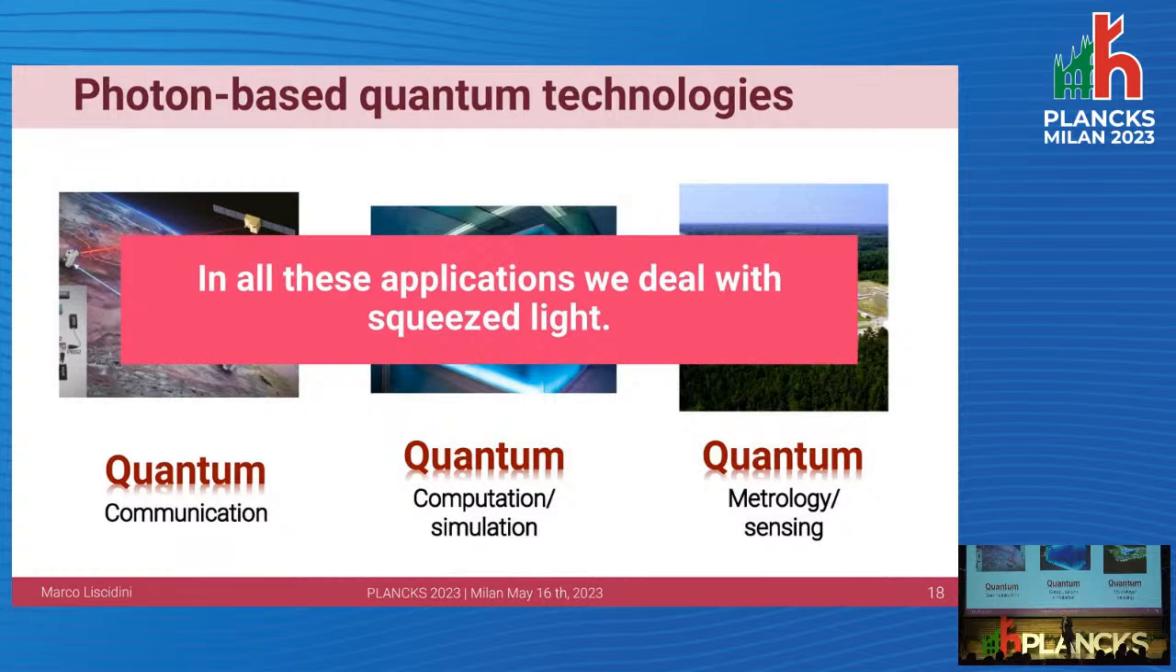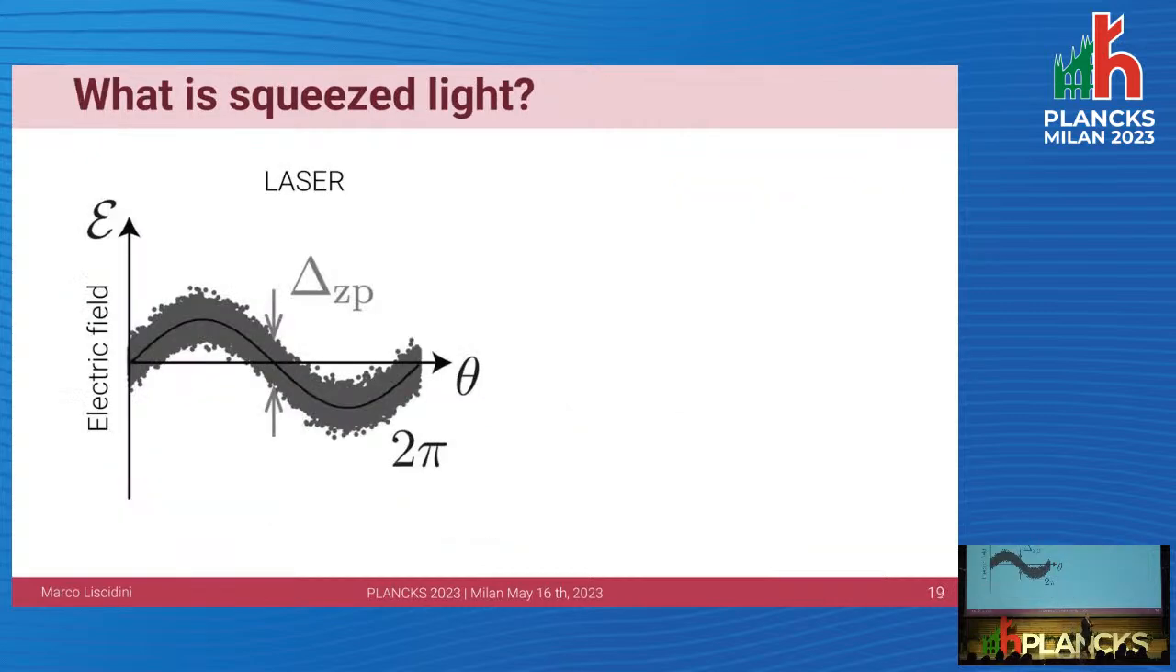But actually, this is not just non-classical light. It's a particular kind of non-classical light, which is squeezed light. Okay, so let's try to understand what squeezed light is. So imagine you have a laser. A laser is a classical light, or better, it's also called a quasi-classical state. Still composed of photons, of course, but it can be described very well using classical electromagnetism.